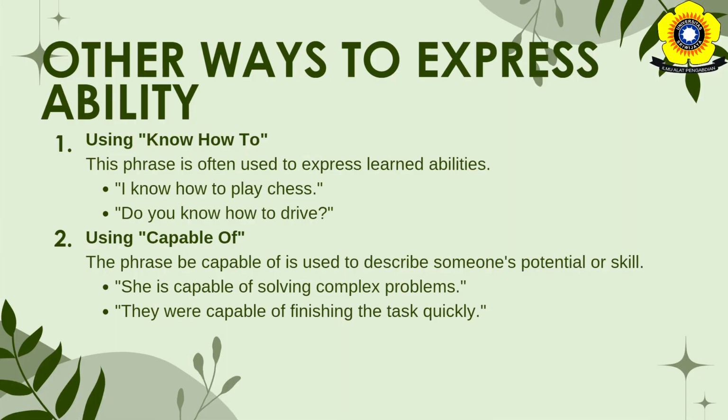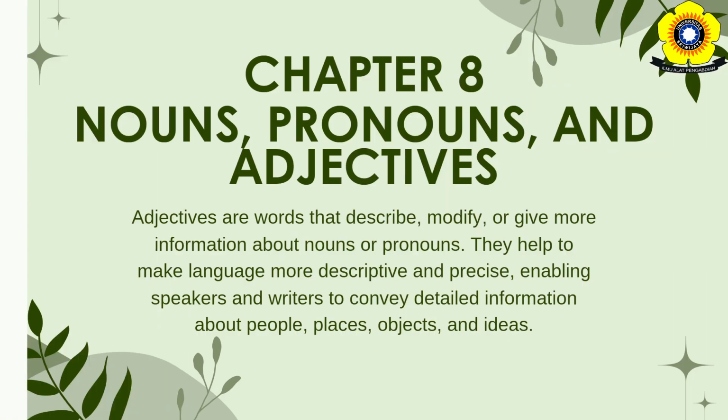Other ways to express ability. First one, using know how to. This phrase is often used to express learned abilities. Examples: I know how to play chess. Do you know how to drive? Second one, using capable of. The phrase be capable of is used to describe someone's potential or skill. Examples: She is capable of solving complex problems. They were capable of finishing the task quickly.